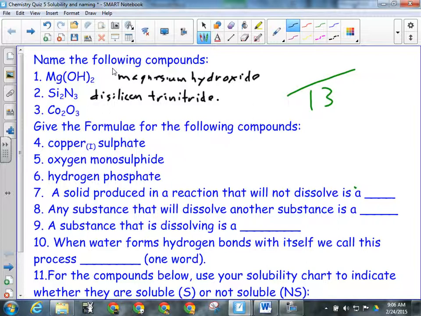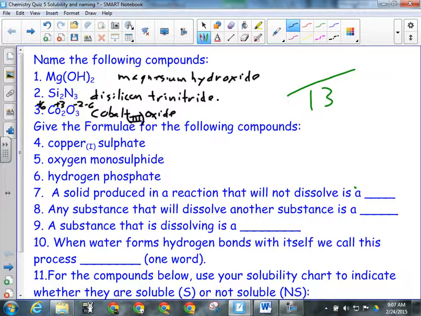For number 3, I've got cobalt, which is a metal, with oxygen, which is a non-metal. So I'm going to have cobalt oxide. However, cobalt has more than one possible charge, so this name requires Roman numerals. Since oxygen is always -2, there are a total of 6 negative charges. So that means there have to be 6 positive charges coming from 2 cobalts, which means cobalt is +3. So this is cobalt(III) oxide. Questions on any of those?